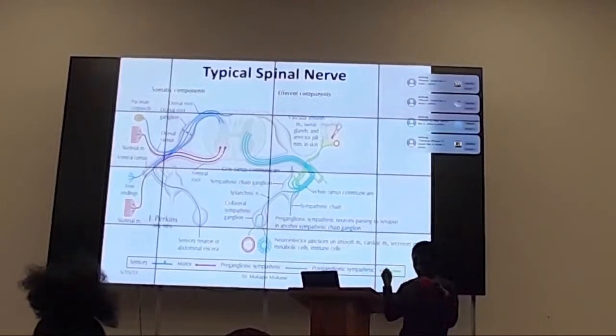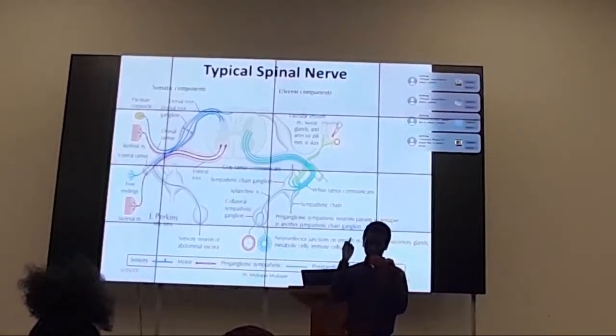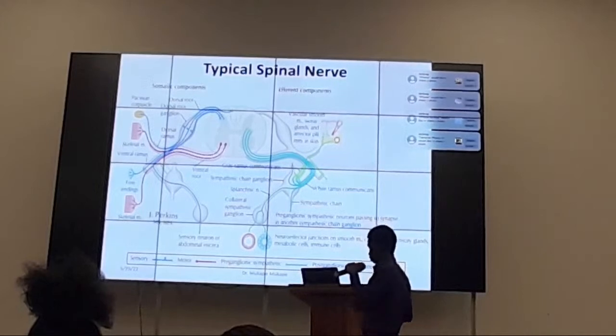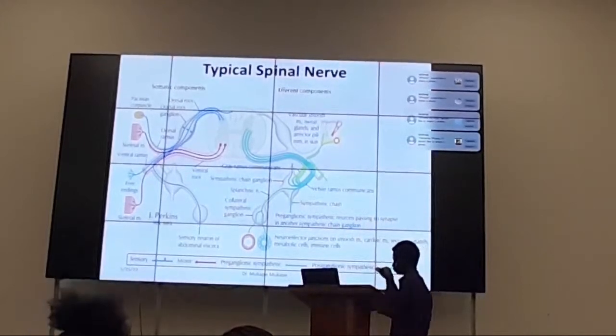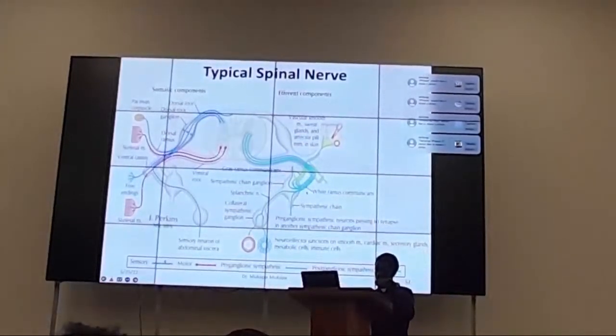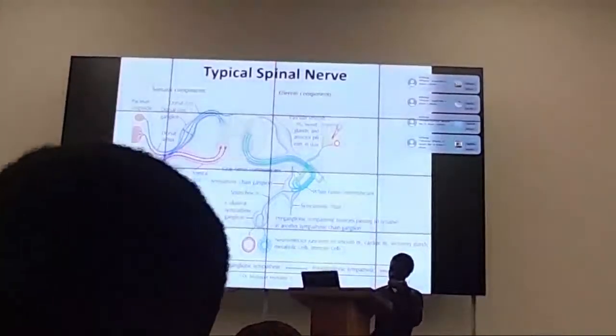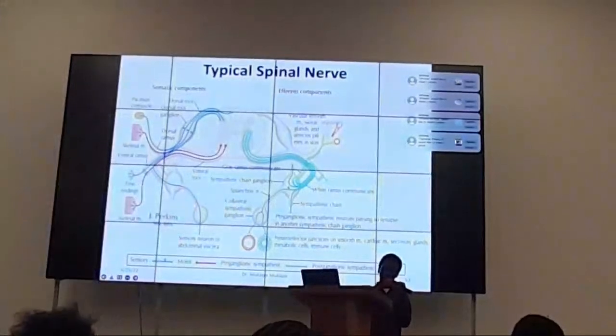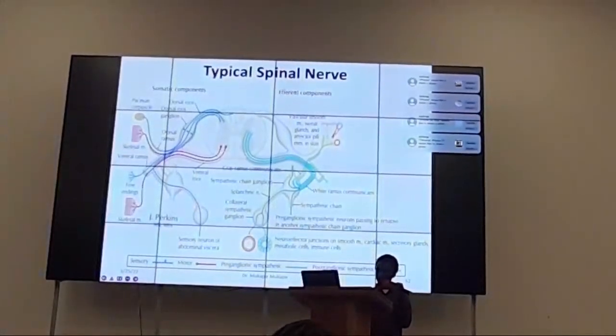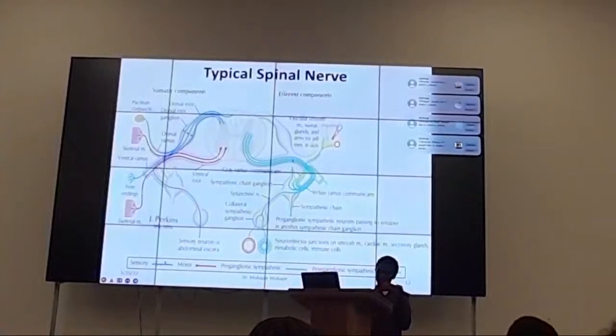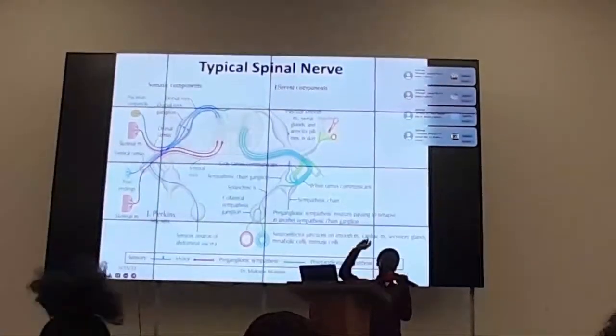That's one option. The second option is that the neuron can come, if this is T1, this neuron can decide either to ascend up and go and synapse at a higher level.